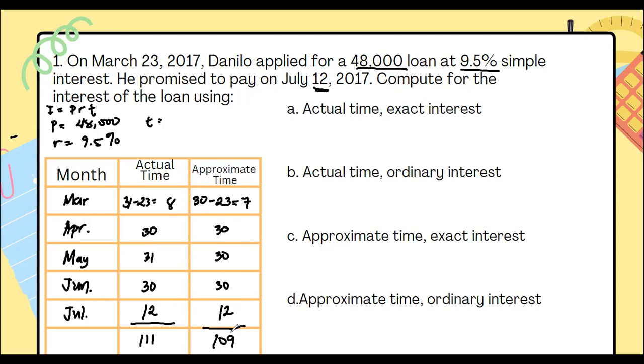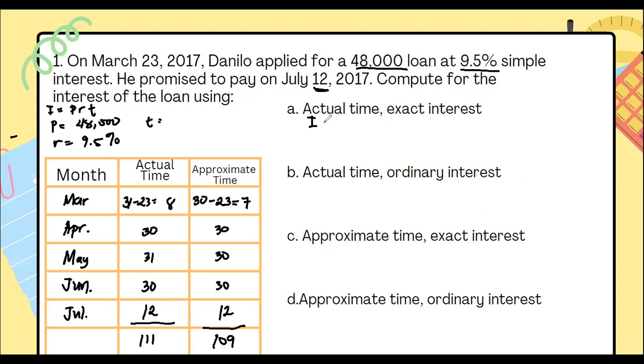Now, since nakuha na natin yung actual time and approximate time, pwede na natin ma-solve yung mga different loan natin, or interest natin. Using actual time, exact interest, actual time, ordinary interest, approximate time, exact interest, and last, approximate time using ordinary interest. Okay, letter A muna tayo. So again, ang kailangan natin i-solve dito is yung interest. And alam naman natin na yung interest natin is P times R times T.